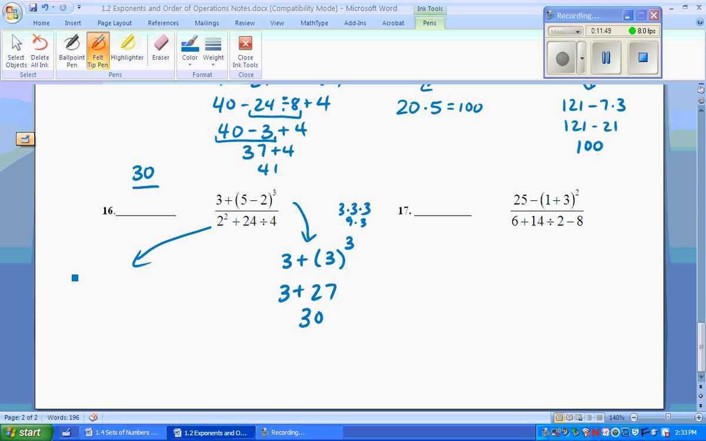Bottom is 2 squared, which is 4, plus 24 divided by 4. 4 plus 24 divided by 4 is 6, which gives you 10. Now we have to look and see, can that be simplified? Sure can. Answer is 3.